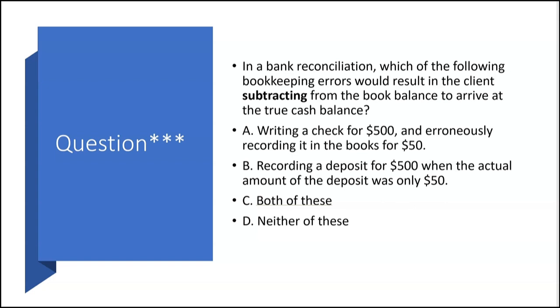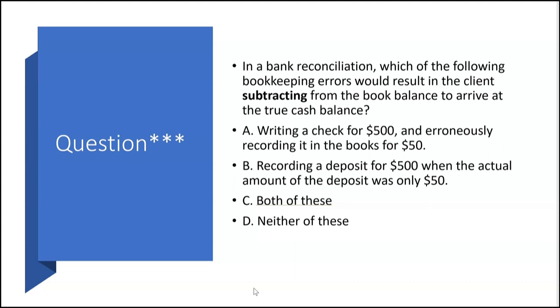In a bank reconciliation, which of the following bookkeeping errors would result in the client subtracting from the book balance to arrive at the true cash balance? Letter A, writing a check for $500 and erroneously recording it in the books for only $50. So with letter A, it looks like you need to subtract another $450. Because you wrote a check for $500, the bank probably cleared it for $500.